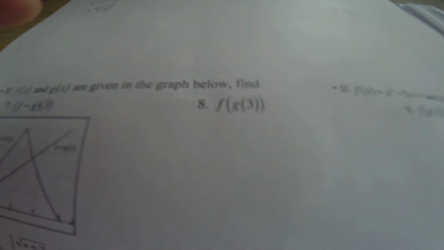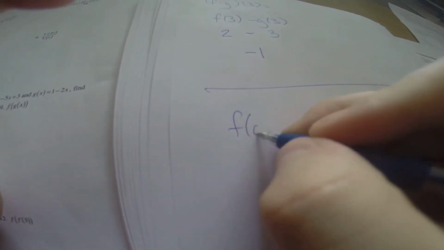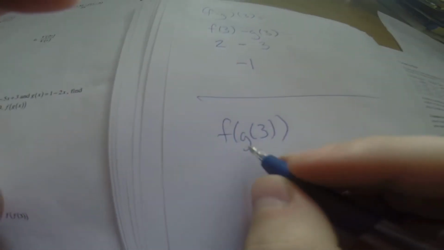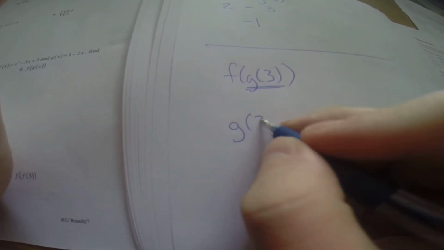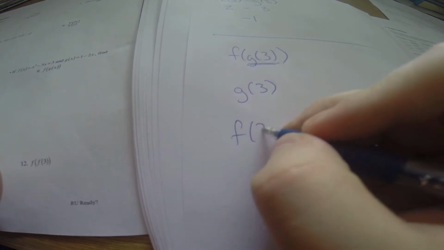Okay, let's look at the next one. F of g of 3. So what did I say when you see this? Well, you start with f of g of 3, and you take just the inside, g of 3. So remember, when you see composite functions, this is called a composite function, you start with the inside. So we take g of 3. We learned earlier that g of 3 is 3. So now I have f of 3.